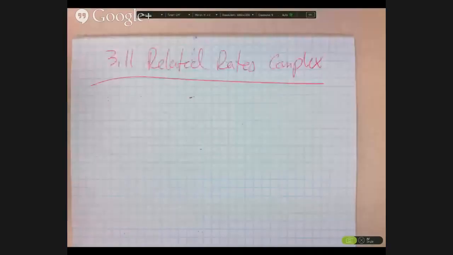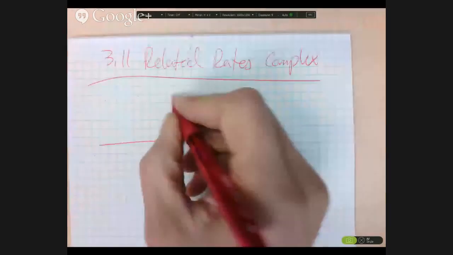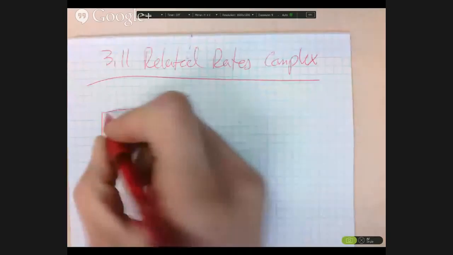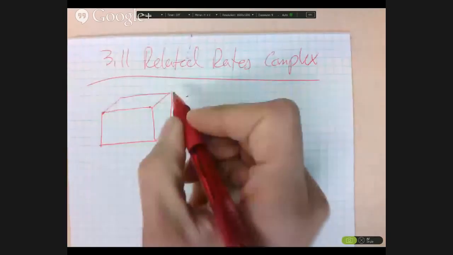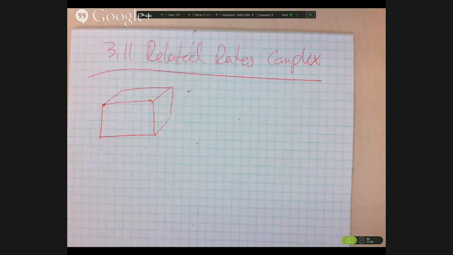Okay, related rates. All right, so okay, we need you guys focused and paying attention here. These are some of the harder problems you've done all year. All right, so we're going to fill a rectangular tank.